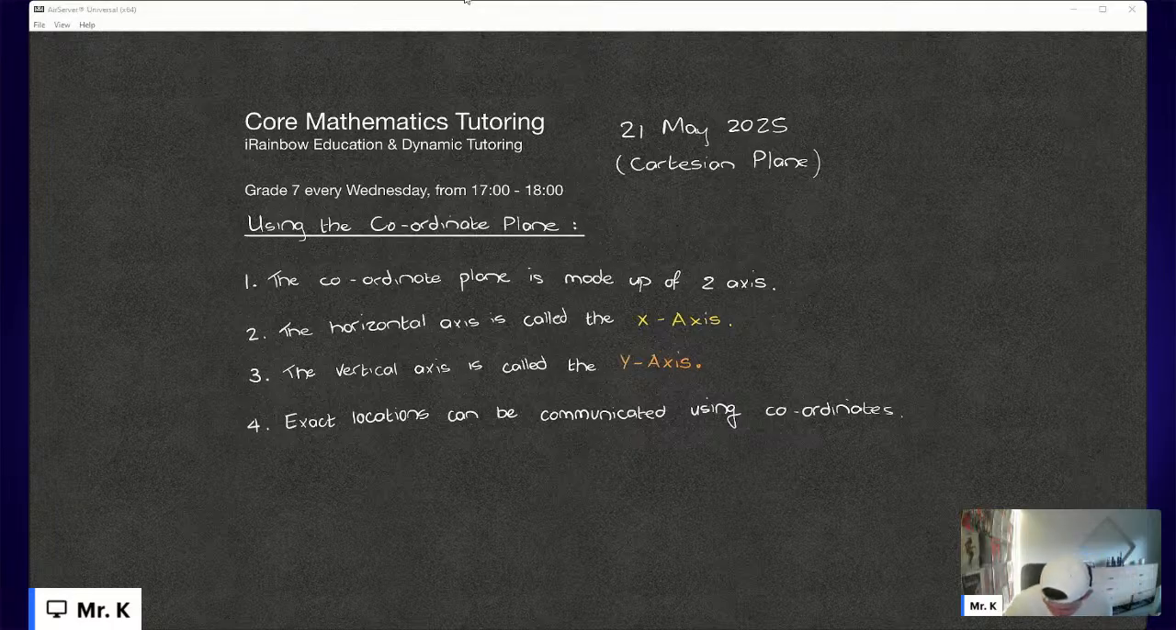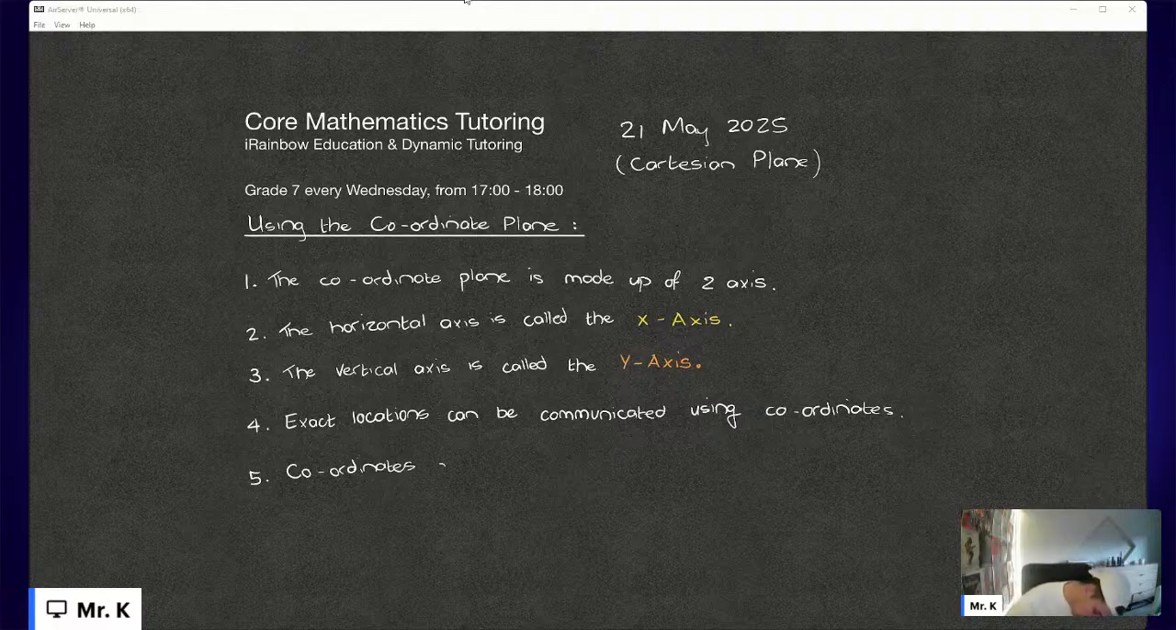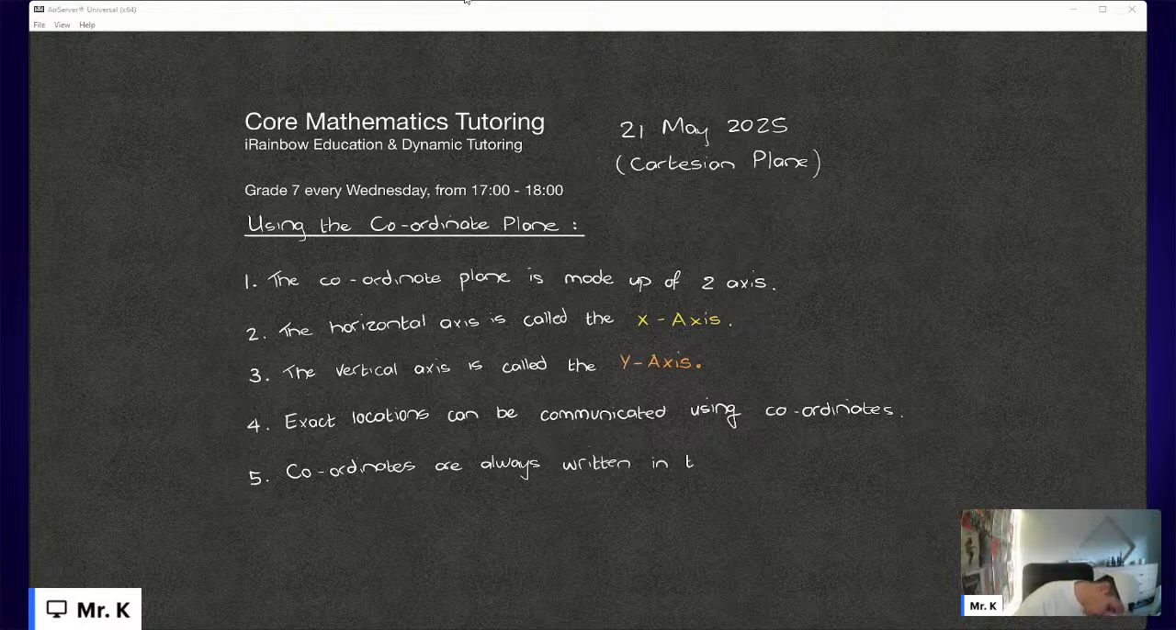And I'm going to talk through all of this in a second. Let's just write a few notes down. Coordinates are always written in the form x semicolon y. Okay, this is extremely important here, guys. Please make sure that you copy this down.